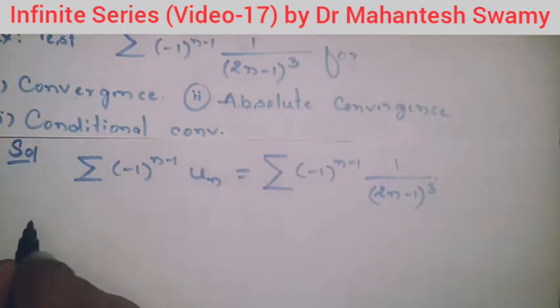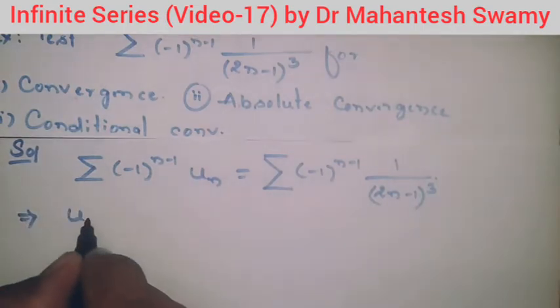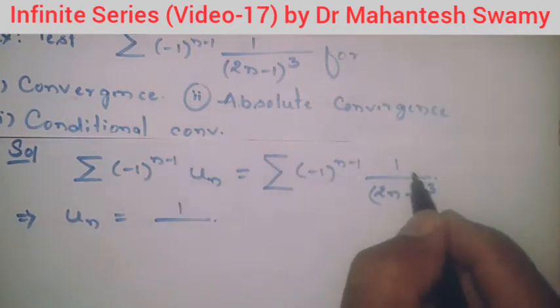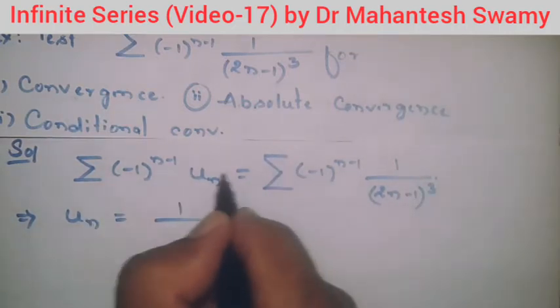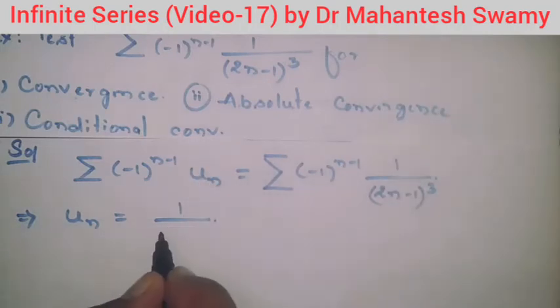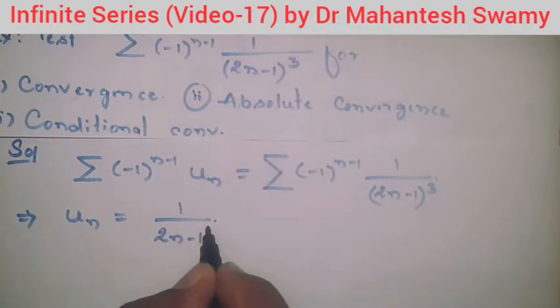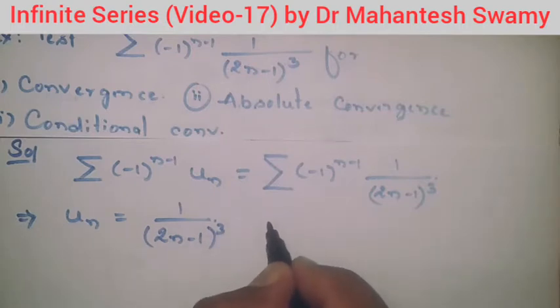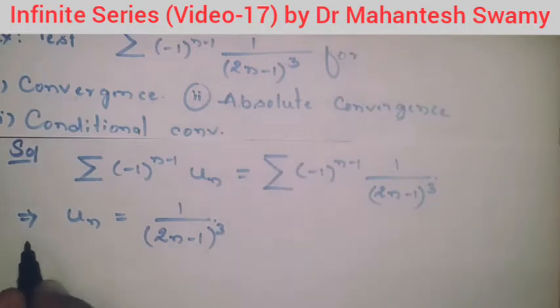So this implies that un here is 1 divided by, this is un. This is same here in both of the two cases. Here this is un on LHS, so on RHS it is 1 divided by 2n minus 1 whole to the power of 3. So this is a very simple task we are having here, to determine un. After determining un, we will move on to the first question, that is to test the convergence.